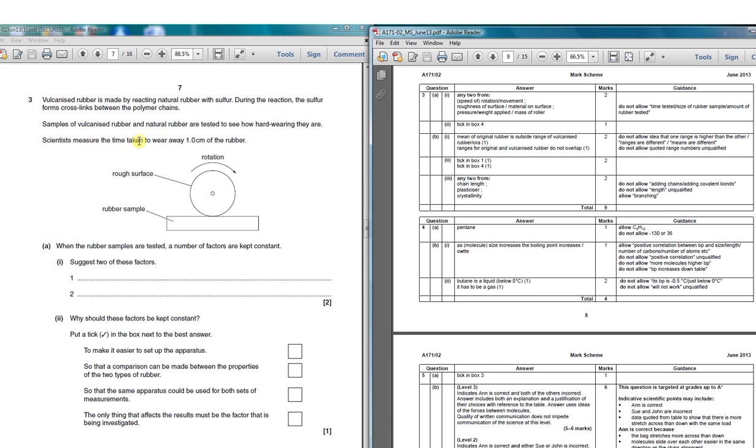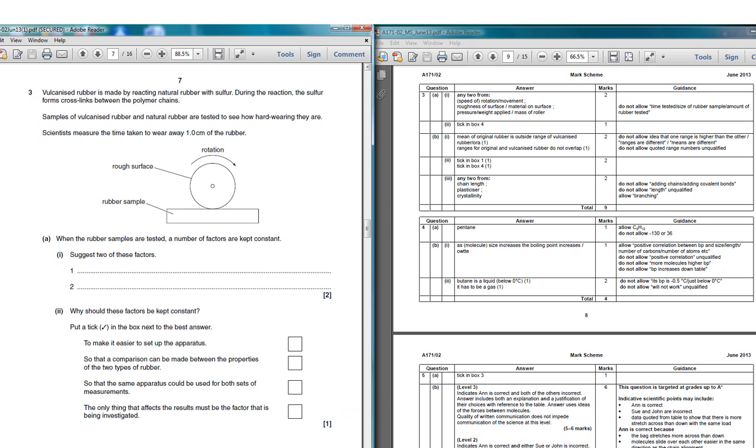So the time is your dependent variable. It's the thing you're measuring. It is not one of your control variables that you keep the same. You were not allowed the amount of rubber tested or the size of rubber tested either, presumably because that would not make a difference to the size of the rubber that was in contact with the roller. So any 2 out of those 3 could have gotten you your first 2 marks for question 3.